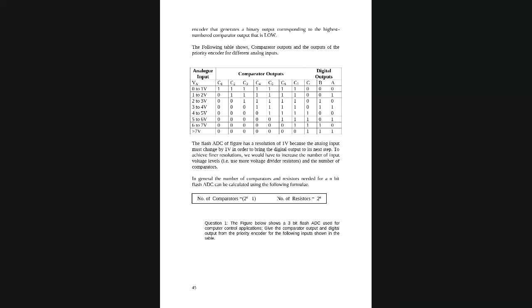What I did, I consider this table, okay? I'm talking about this table. I consider different possible inputs, and what will be the comparator output for each of them. Clear? So here I say the first input.